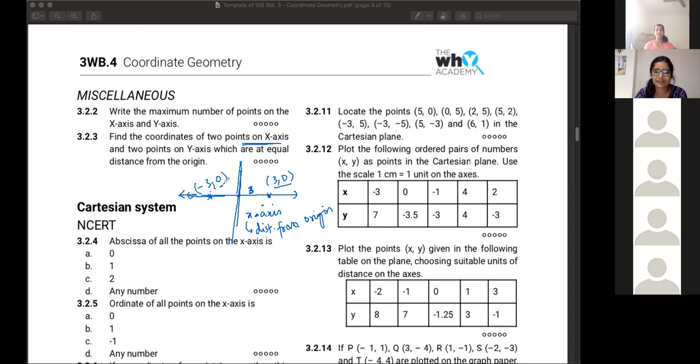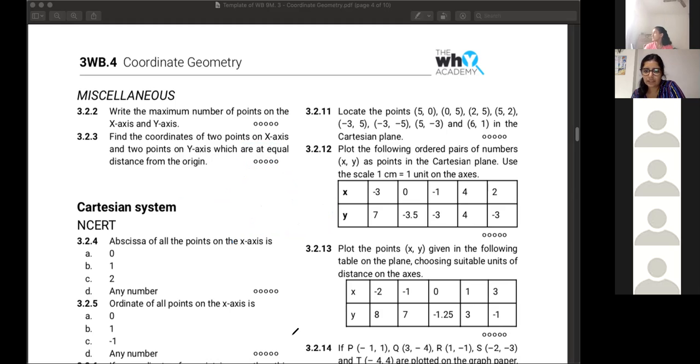Oh, yeah, (-3, 0). Ma'am, I thought that negative was not acceptable, so I got confused. Anything goes, as long as it's on the x-axis, it's completely fine. Okay, ma'am. Same thing for the y-axis: take any random point on the y-axis, could be (7, 0), and find another point at an equal distance.